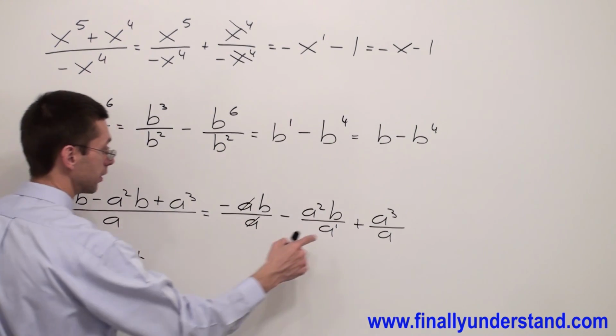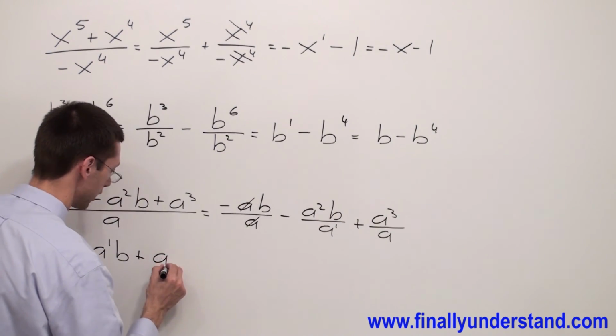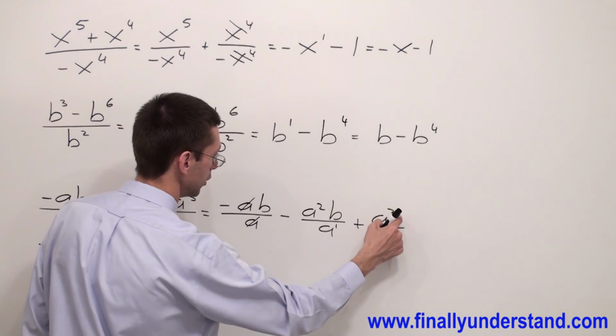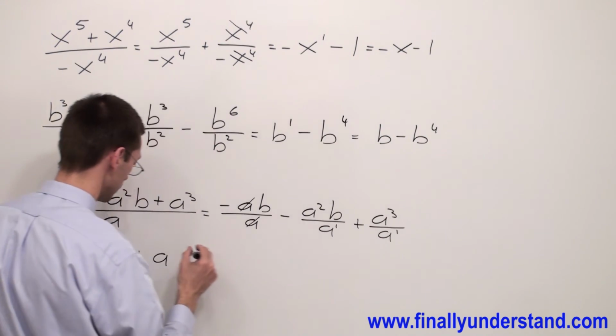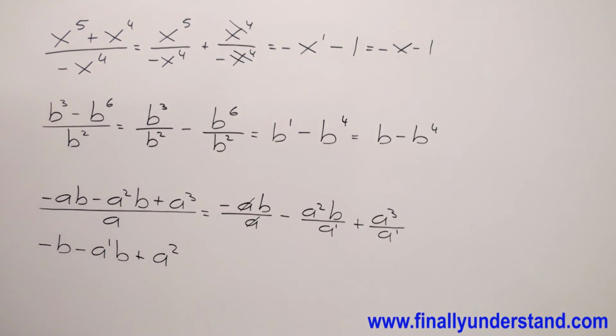Plus, I'm supposed to keep this base and subtract the exponents. Remember, this is invisible one. 3 minus 1 is equal to 2. This is the solution to my problem.